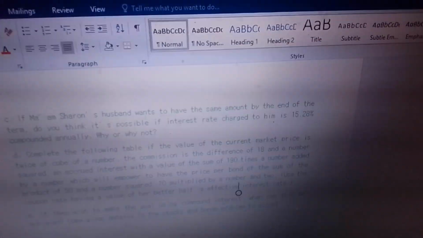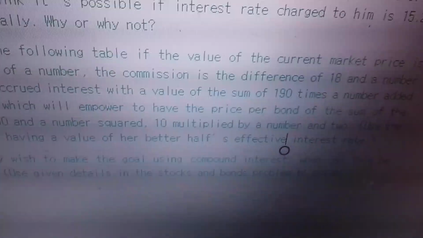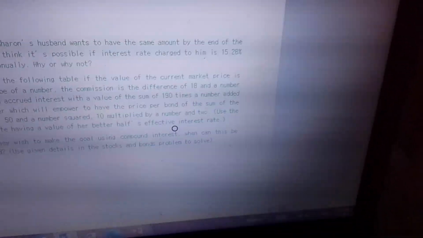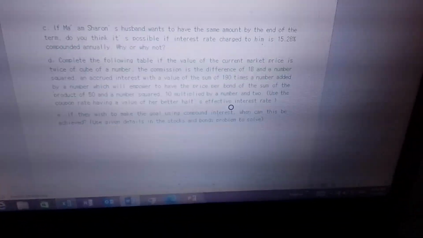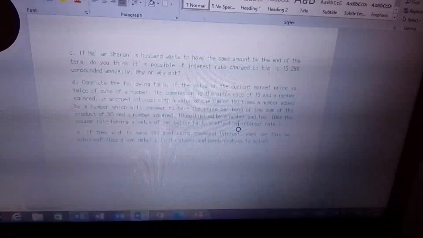Diba? So now we already solved for the answer in letter D. Now, let's go to letter E. Do we still have one more? Hi, salamat sa Diyos. Last na yan. Last problem. Letter E. If they wish to make a goal using compound interest, when can this be achieved? Use the given details in stocks and bonds to solve the problem. So based on your answers in letter D, in the stocks and bonds problem, you're going to have to determine to see if they can make our goal.